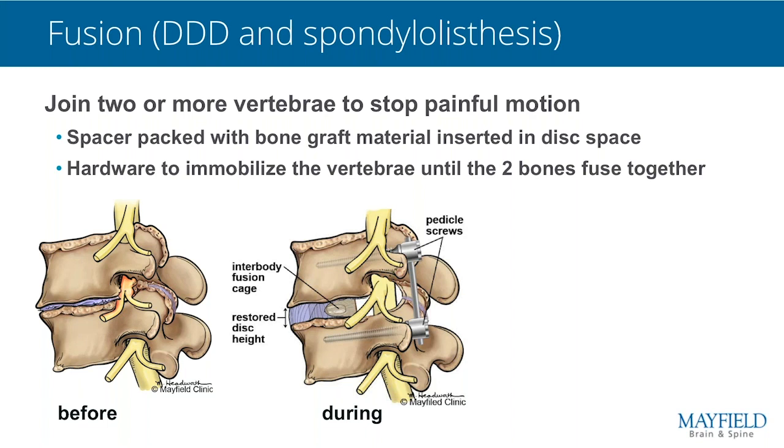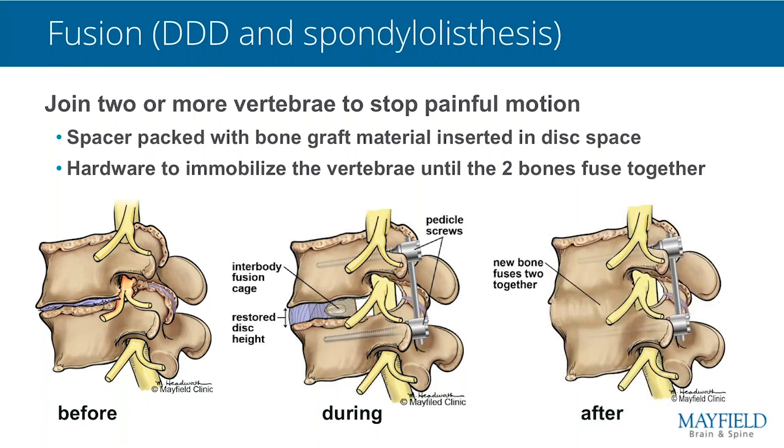And then there's the hardware, such as the screws and the plates and the rods. And this is what holds the bone in place while the fusion takes place. And the fusion is actually what happens in about 3 to 6 months after the surgery. New bone actually forms between the two vertebrae, and they literally become a solid piece of bone.